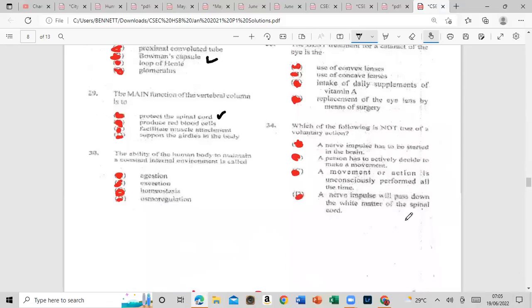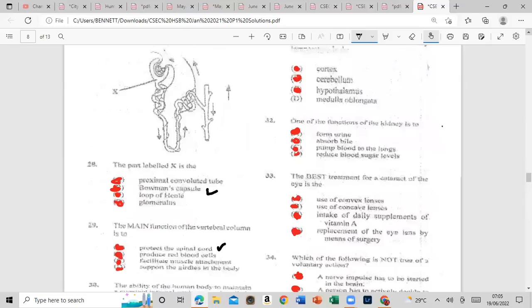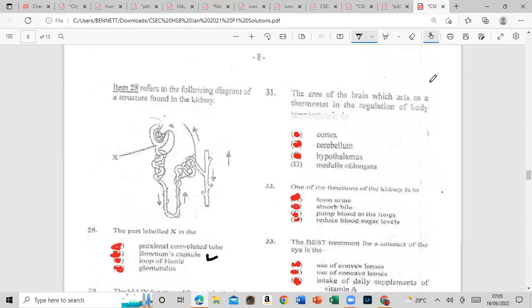In the meantime, just like the ability of the human body, Lord, it is really bad. The ability of the human body to maintain is called homeostasis. Guys, it's really bad. I want to get off this page right now. Our thing is not good.